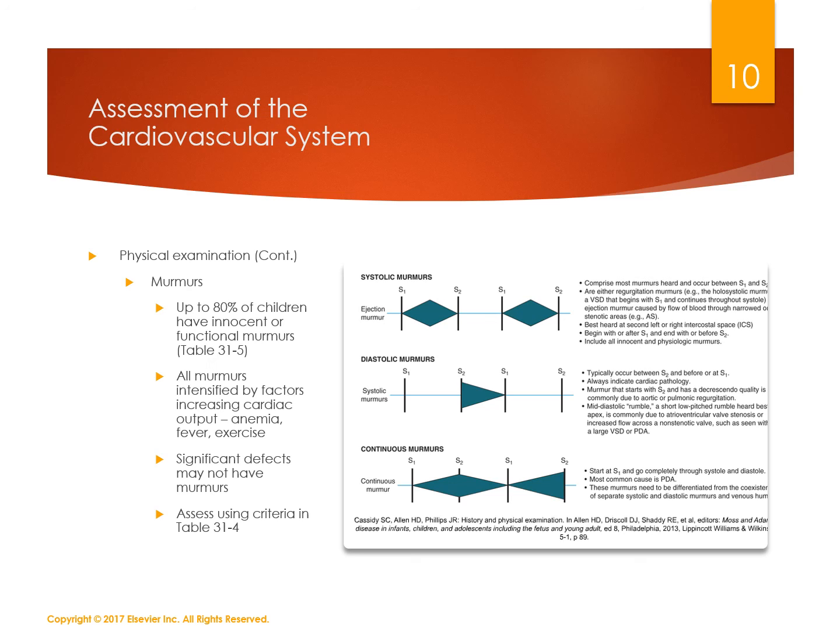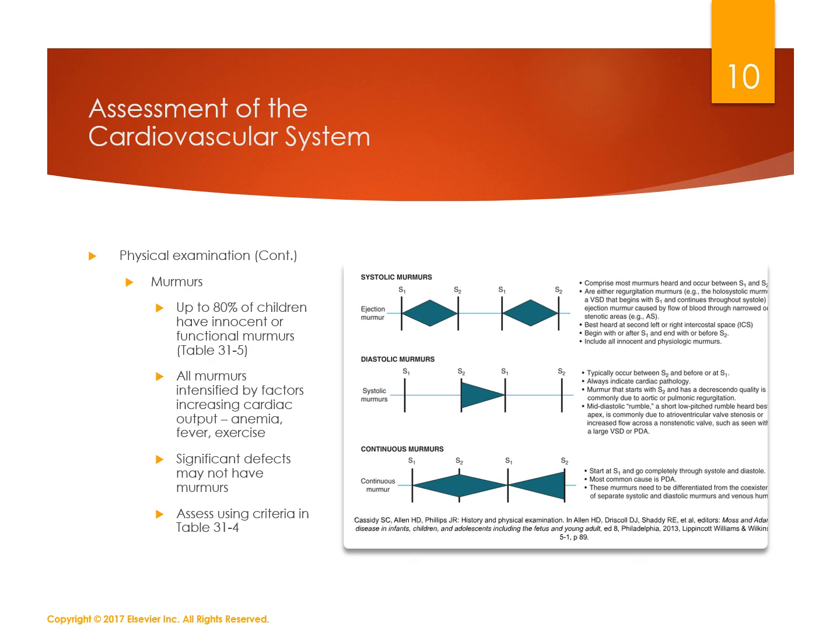All murmurs intensify by factors that increase cardiac output. So if we have a child that's anemic, if they have a fever, if they've been exercising, anything that's going to increase that cardiac output is going to cause a murmur to be louder. Significant defects may not have murmurs, and we would want to use the criterion table 31-4, and that is on page 763 to describe the heart murmur.